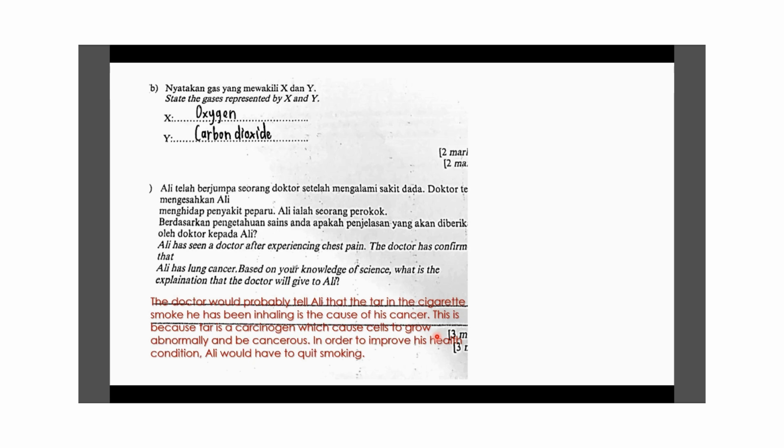And also, as a doctor, the person would then have to give a solution or advice on how he would improve his health. So, in order to improve his health condition, Ali would have to quit smoking. Since tar is the cause of the lung cancer, he will have to do this if he wants to improve his health condition. So, this is just about enough to give you those 3 marks. As I always advise students, writing a little bit extra goes a long way. It's always better to write extra than to not have enough points in your answer.